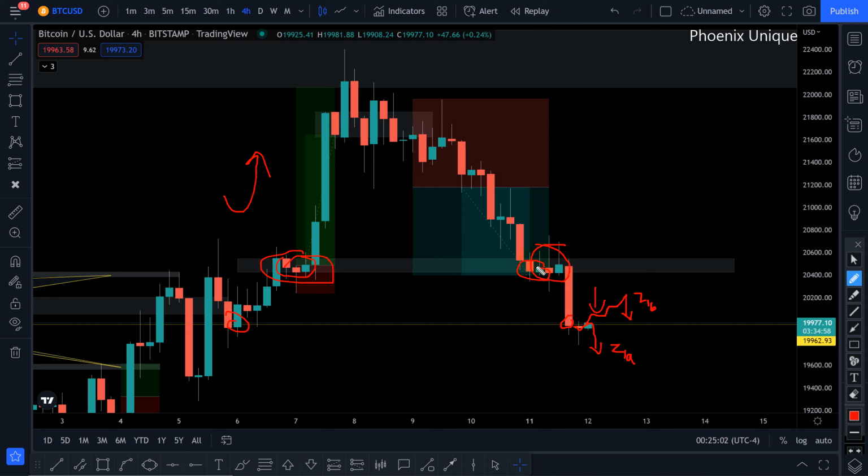However, if we take out these sellers, this supply zone, then we'll be anticipating a bullish rally. So this will be scenario 2, which is counter trend. Okay, so this is what I'm looking at generally. I hope you make best use of it.